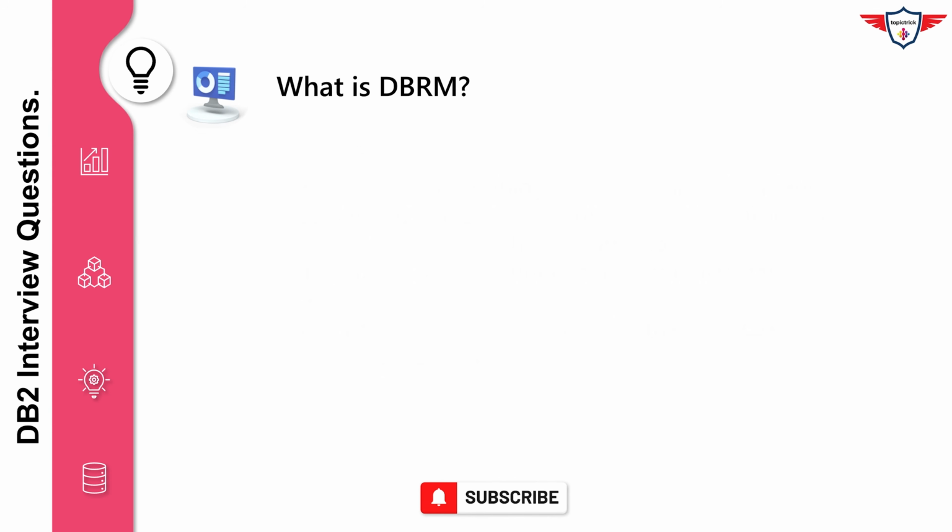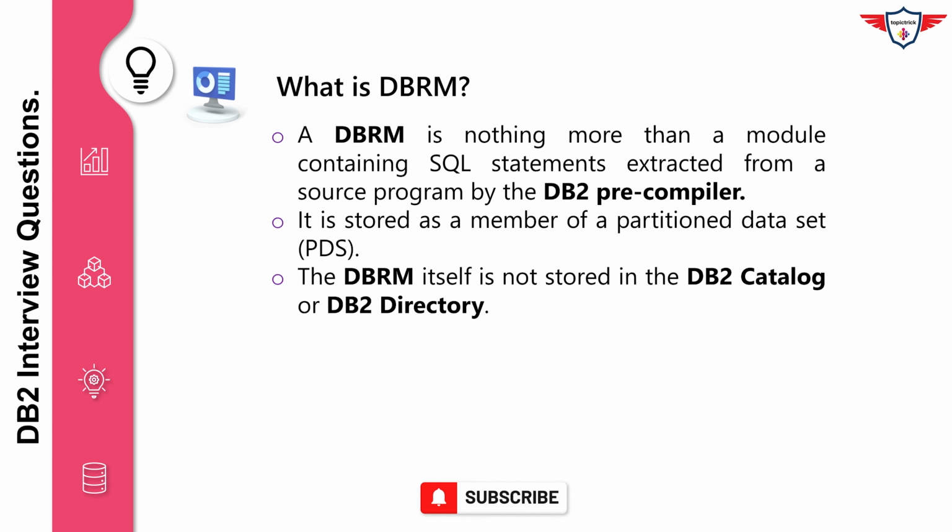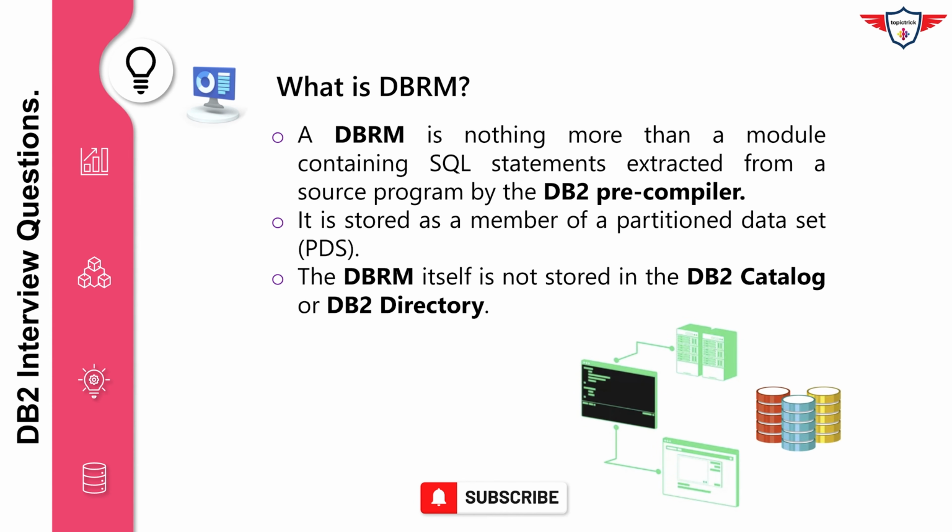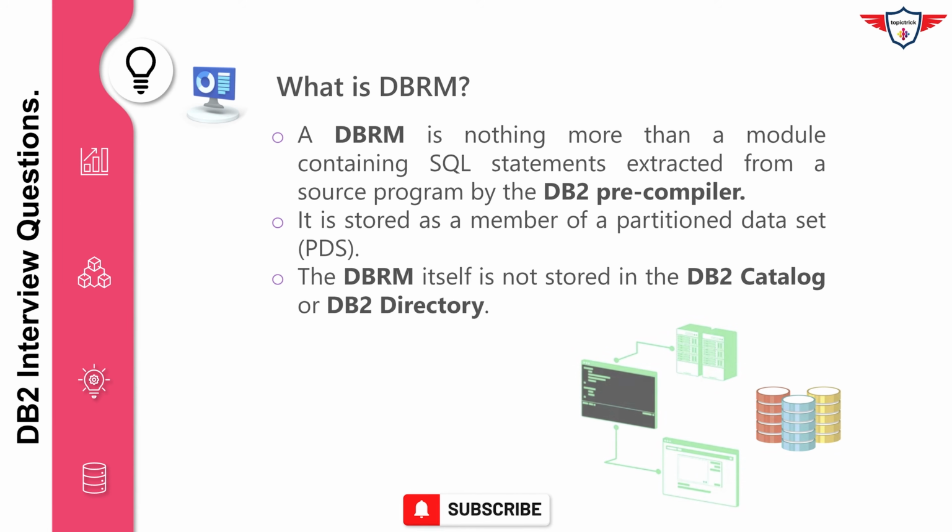What is a DBRM? DBRM stands for Database Request Module. A DBRM is nothing more than a module containing SQL statements extracted from a source program by the DB2 precompiler. It is stored as a member of a partitioned dataset, PDS. The DBRM itself is not stored in the DB2 catalog or DB2 directory.